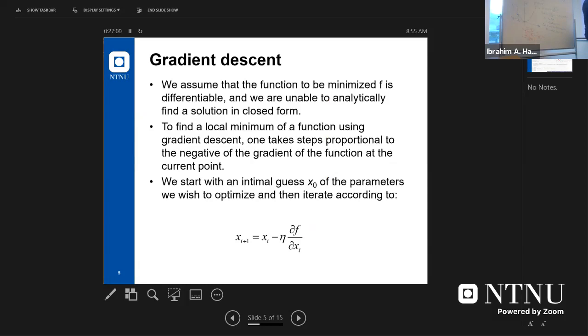So we solve it numerically. To find a local minimum of a function using gradient descent, one takes steps proportional to the negative of the gradient. I mean, we change x by a step, and this step will be negatively proportional to the gradient. So we multiply by a negative all the time, right? We have here a constant; this constant value is the step size, or the learning rate, for example. One takes steps proportional to the negative of the gradient of the function at the current point. We start with an initial guess x0 of the parameters we wish to optimize, and then iterate according to this equation.